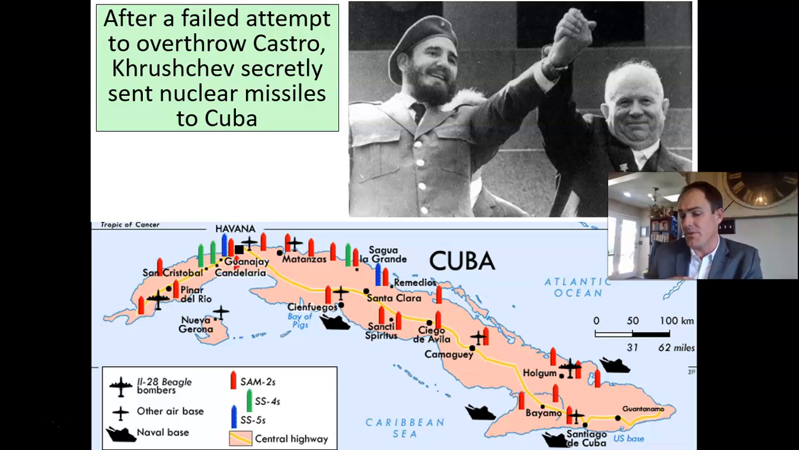But from the Soviet side, they see it as a danger to a communist friend. Plus, the U.S. is putting nuclear missiles in the Soviet Union's backyard in Turkey. And so Khrushchev secretly sends nuclear missiles to Cuba.